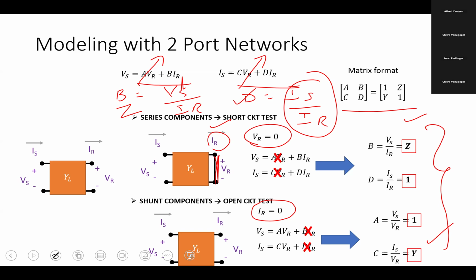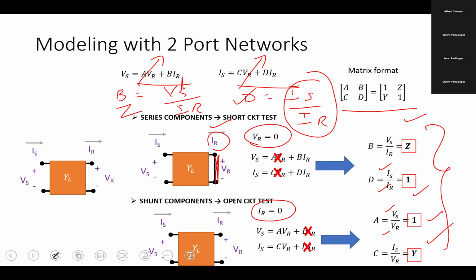We are assuming all ideal conditions with no losses. So IS and IR must be the same so that the ratio is 1. Same thing here. VS and VR are same, so you get the ratio as 1. Put it in this matrix.